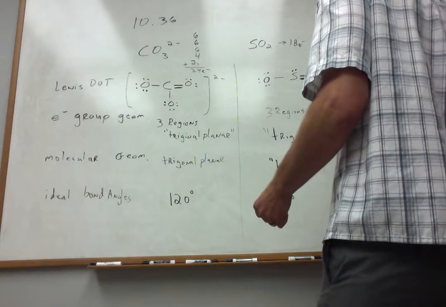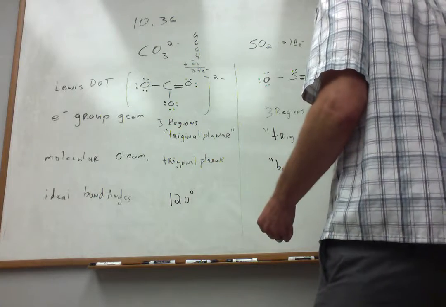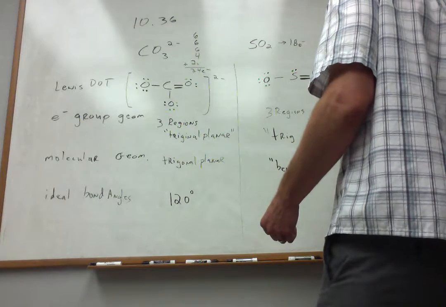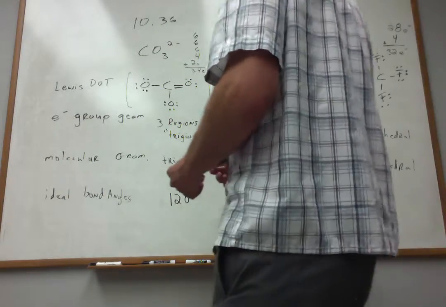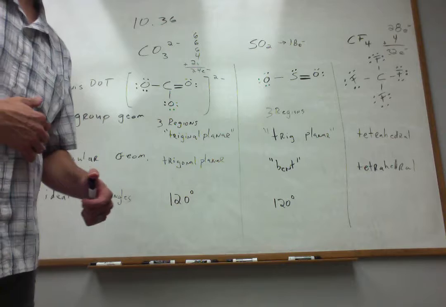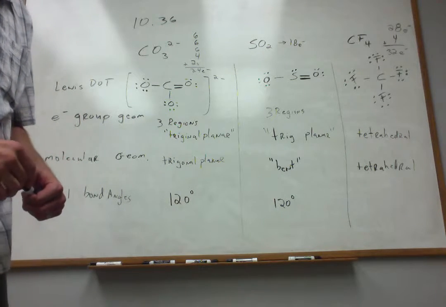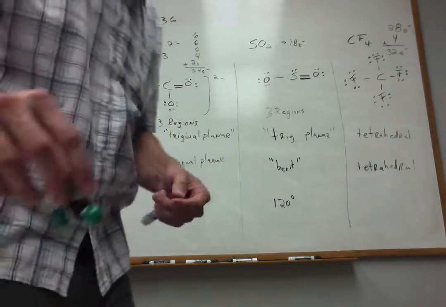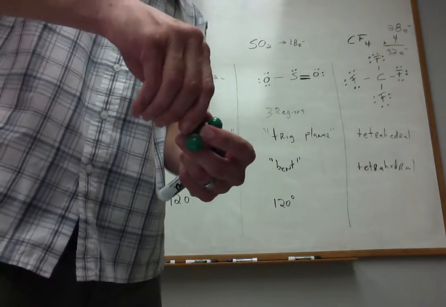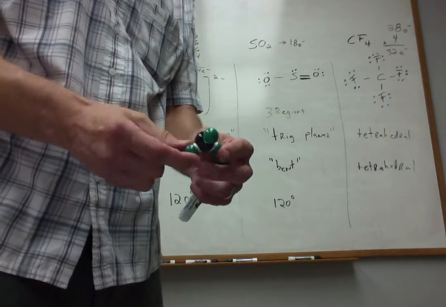So the electron group geometry is tetrahedral. The molecular geometry here is also tetrahedral, because there are no lone pairs. Remember, the electron group geometry and the molecular geometry will differ only if lone pairs are present. If there are no lone pairs, these two will be the same. You can see that by thinking about it: if one of these were replaced with a lone pair, now my molecule is a different shape, right?